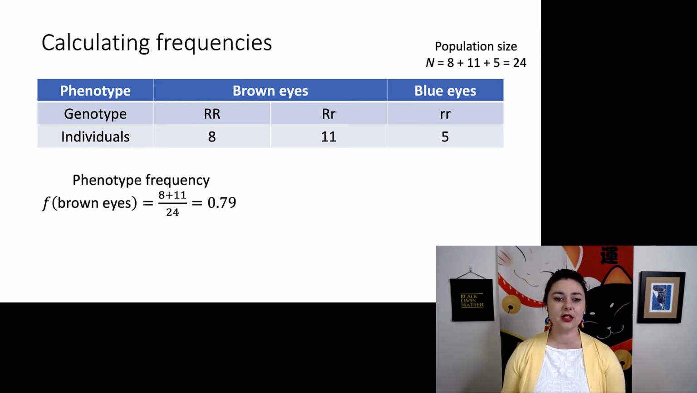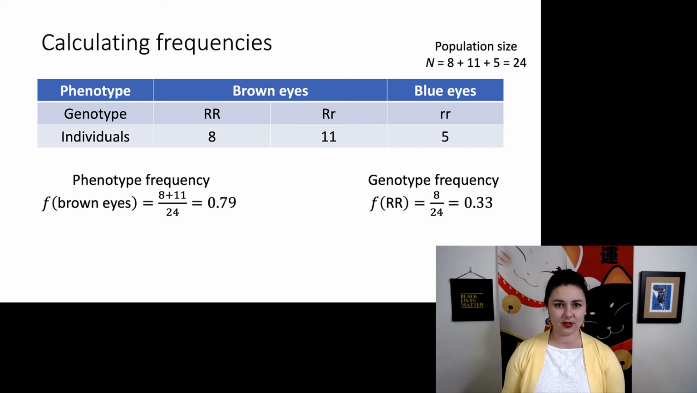First, we want to calculate our phenotype frequency. So we take everybody with brown eyes, we add them together, and we divide that by 24. We have about 80% here. Our genotype frequency, now we're looking at the genotype for big R. So we just have 8 individuals, we divide that by 24, and we have a third of our population here that has that genotype. Now our allele frequency, and now we want to start paying a little bit more attention.